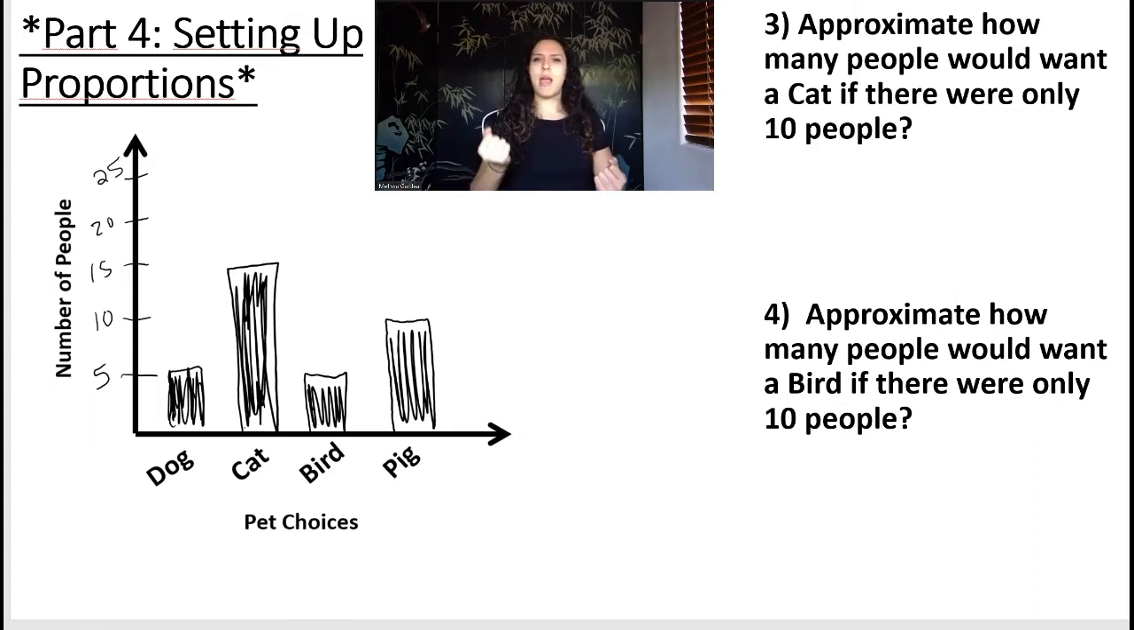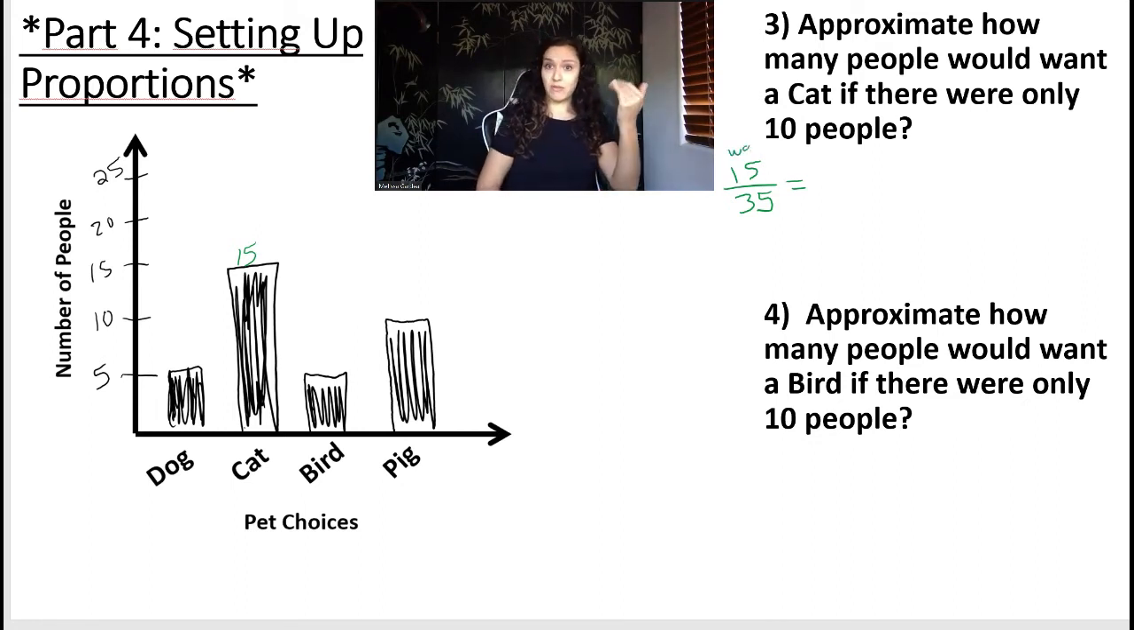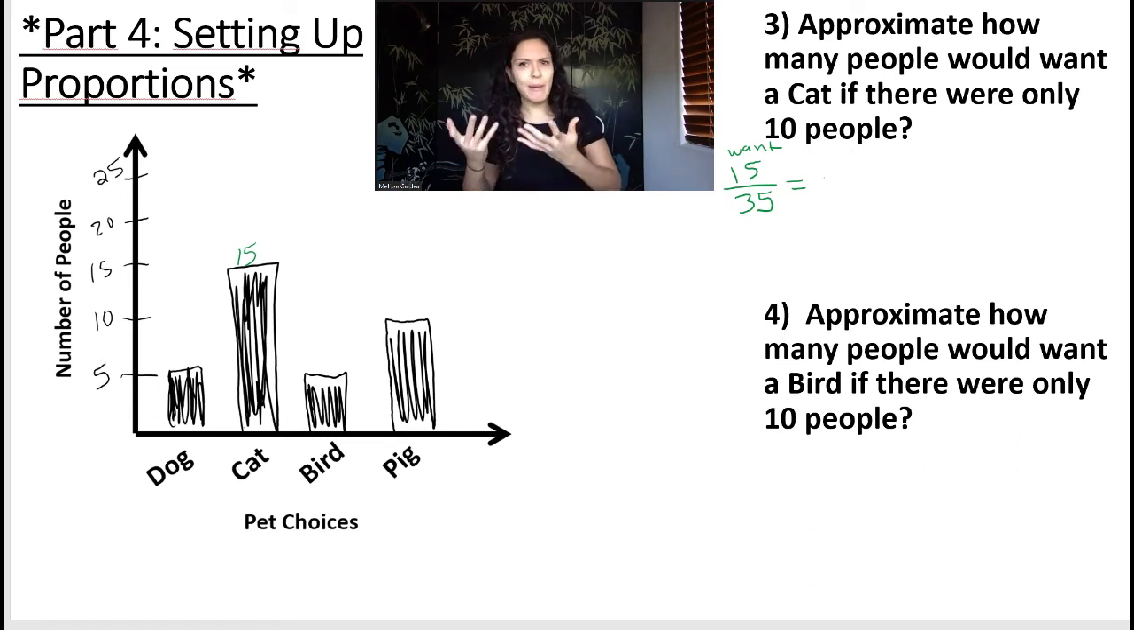All right, it says approximately how many people would want a cat if there were only 10 people? Okay, well, there are 15 cats. So 15 out of 35, because that's the data that's given to me, is the same as how many people would want a cat if there were only 10 people? Right now, 15 people want. Well, what if there were only 10 people? Okay, how many would want out of a total of 10 people?